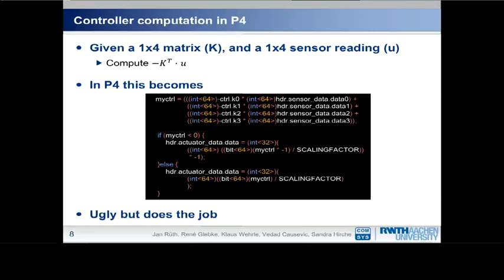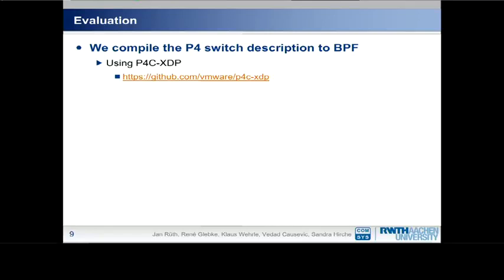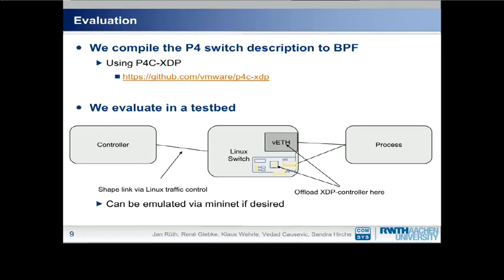Then we took this implementation and, together with basic switching functionality, described it in a P4 switch representation, and we again compiled it to BPF, because we can flexibly implement that on our smart NICs. For that, we use the P4C XDP compiler by VMware, and we use this simple testbed. On the right, we have a control process, so something physical that we actually want to control. In the middle, we have a Linux switch, to which we either offload our program. It contains a Netronome smart NIC, so we can offload it to the smart NIC, or some virtual Ethernet device if we want to run all of that in Mininet, for example. And on the left, there's the controller. This sits in the cloud, so to say. That link we can simply shape with a lot of latency if we like, or some latency.